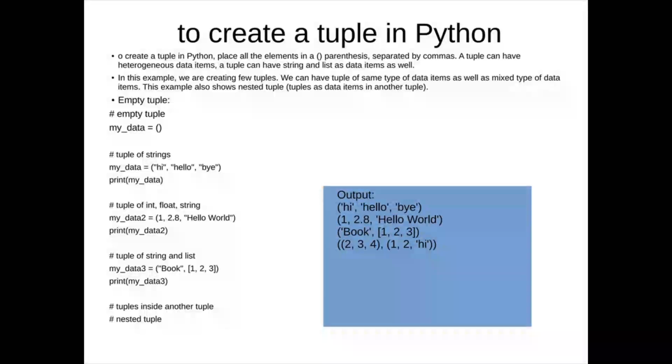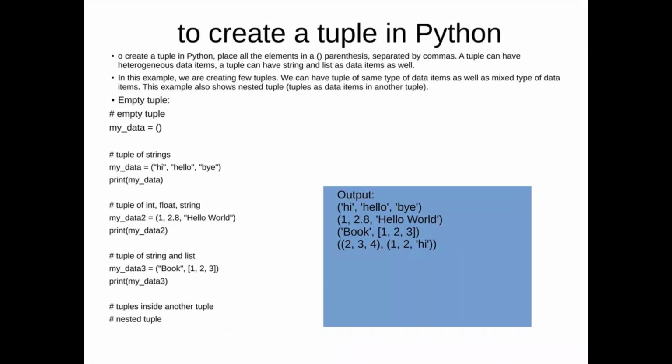To create a tuple in Python, now I want to create a tuple by using string values. Here my data is an empty tuple. The tuple I want to assign using the string values, my data of hi, hello, and bye. Here the print of my data gives hi, hello, bye, displayed in the output as a tuple value. So by using integer, float, character, string, whatever it is, we can assign it in the tuple. Then it is displayed in the output.